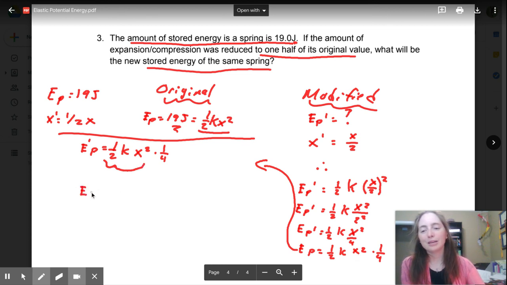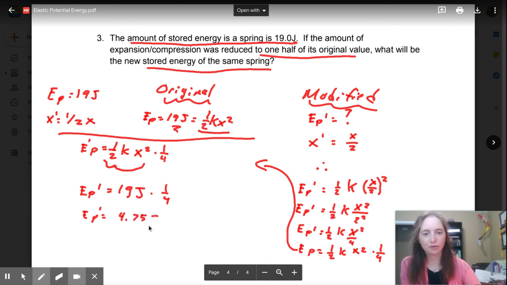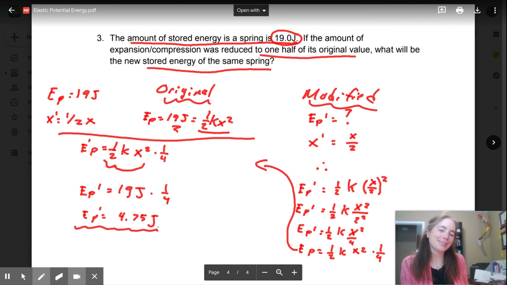So EP prime is equal to 19 joules times a quarter. So plunk that into your calculator, ladies and gentlemen, and you are going to get the lovely value of 4.75 joules. That's 19.0, so I want 3 sig digs. Okay, so ladies and gentlemen, because x is squared, you're going to wind up with not half the energy, but a quarter of the energy that it was originally.